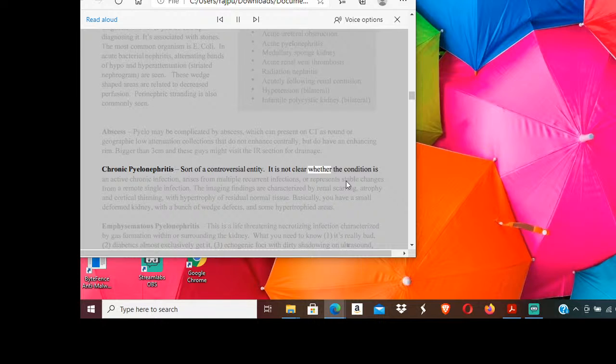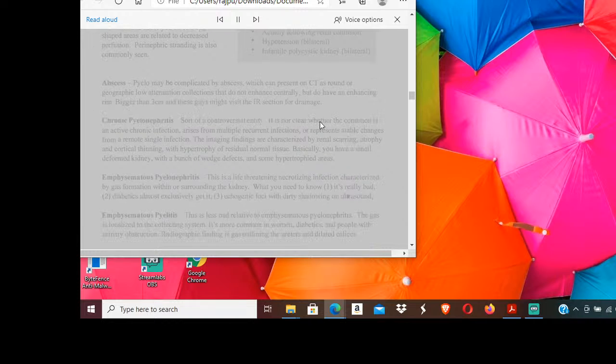Chronic pyelonephritis is sort of a controversial entity. It is not clear whether the condition is an active chronic infection, arises from multiple recurrent infections, or represents stable changes from a remote single infection. The imaging findings are characterized by renal scarring, atrophy, and cortical thinning, with hypertrophy of residual normal tissue. Basically, you have a small deformed kidney, with a bunch of wedge defects, and some hypertrophied areas.